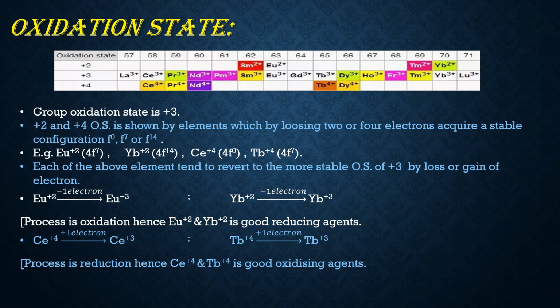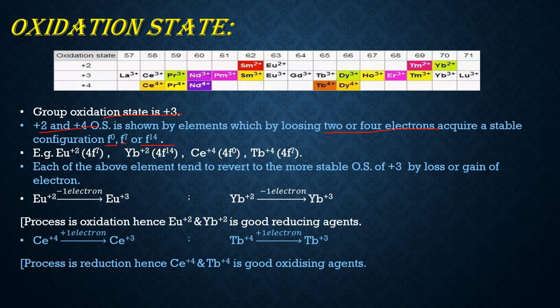Now next I am taking oxidation states. You can see in the table all the elements show +3 oxidation state. Hence the group oxidation state of this series is +3. Along with +3, they also show the oxidation state of +2 and +4 by losing 2 or 4 electrons to acquire a stable configuration of F0, F7 or F14, that is empty, half-filled or full-filled configuration.